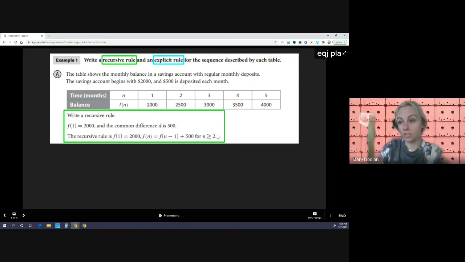And there's actually a formula for this that you're going to see. So the recursive rule is f of 1 equals 2,000, f of n equals f of n minus 1 plus 500 for n greater than or equal to 2.